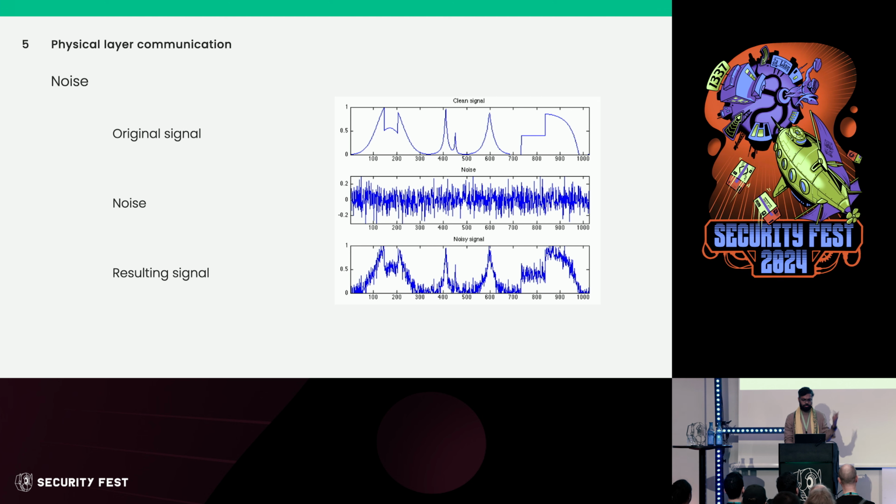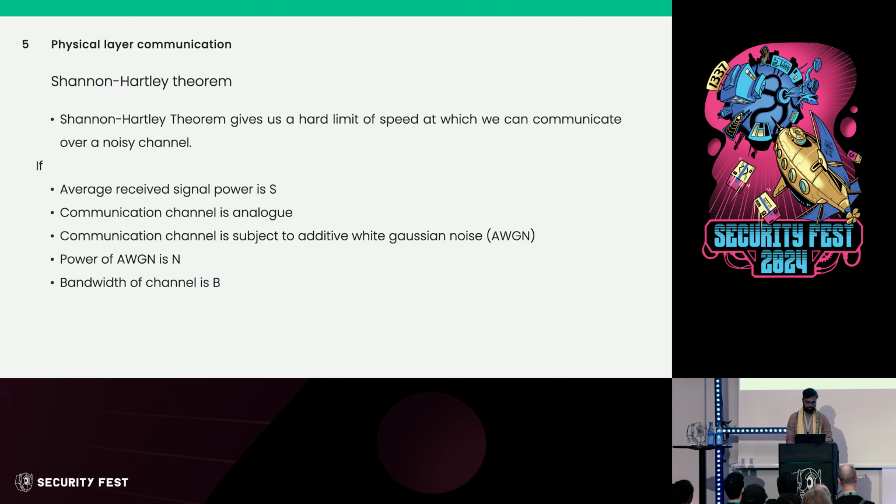This is an example. On top you see the original, really nice looking clean signal, and then you see noise, and the result is some sort of garbage like this. And the problem is that we have to deal with it, and we have to somehow extract the topmost signal from the bottom-most signal. Okay?